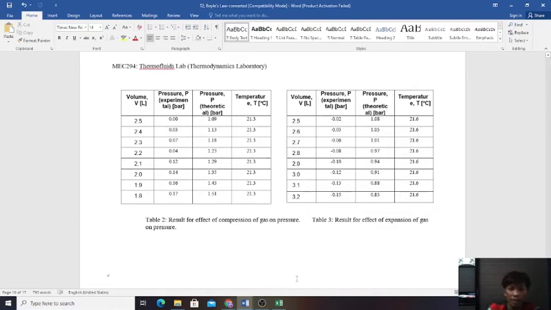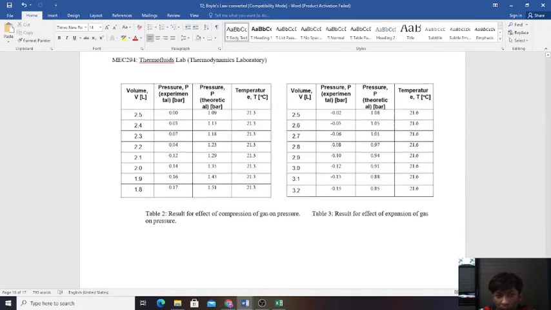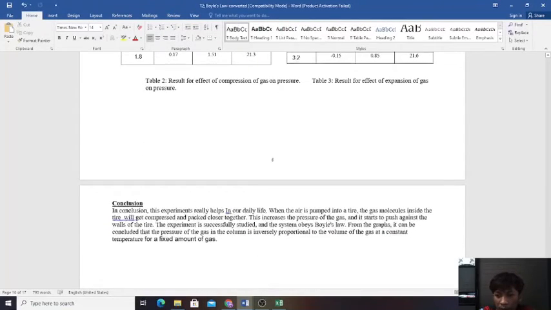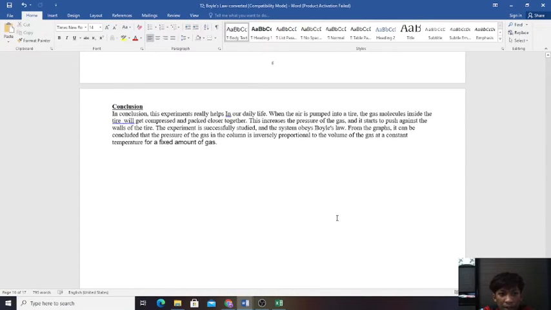As you can see, this is the result for table 2 and table 3 that I have calculated before. And then for the conclusion, the experiment really helps in our daily life.